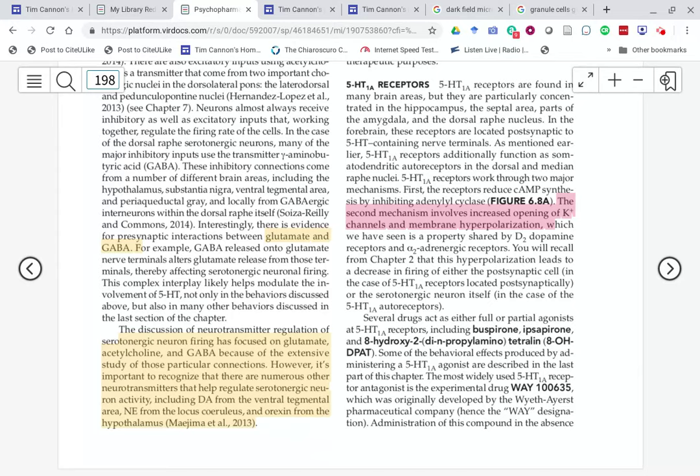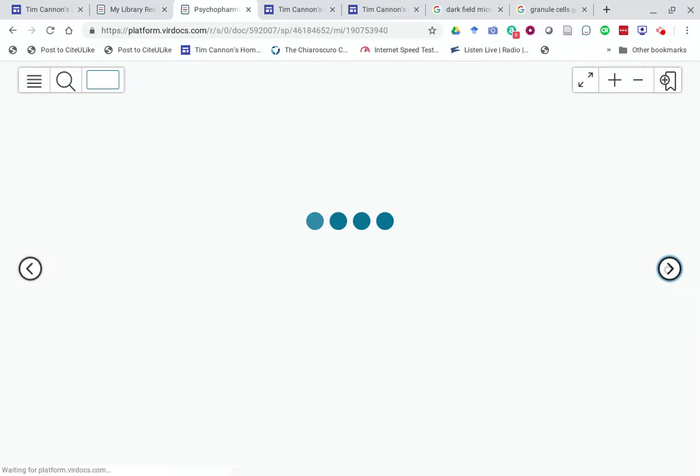And the most widely used 5-HT1A antagonist is an experimental drug, and you can largely tell it's experimental because it uses the letters of the drug company, and there it is.